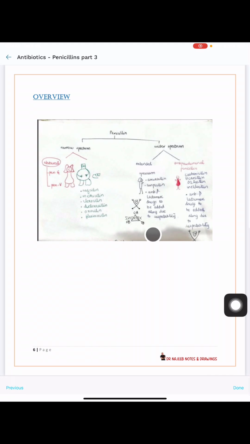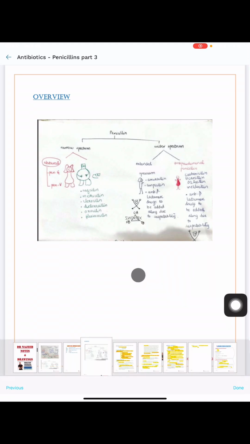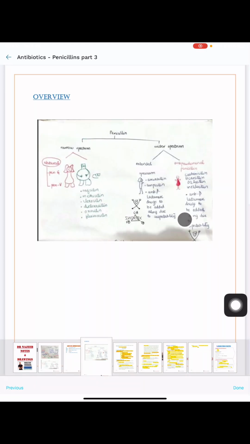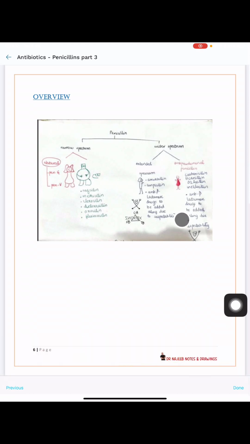Also there are anti-beta lactamase drugs. These are the anti-pseudomonal penicillins: piperacillin, ticarcillin, then carbenicillin, azlocillin and mezlocillin. Anti-beta lactamase drugs to be added.